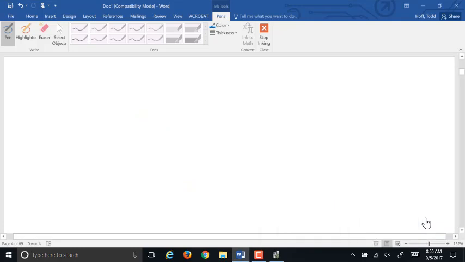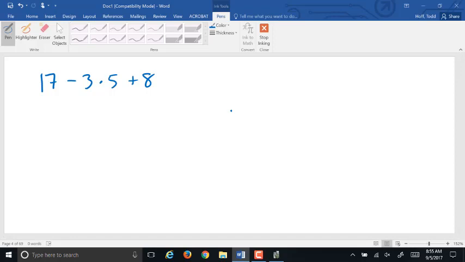So our new stuff for today looks like this. 17 minus 3 times 5 plus 8. Now, when we have several operations like this, there are a lot of different ways this problem could be interpreted. Some would say, well, we read from right to left, so I would just start on the right and work my way to the left. But that would give you a wrong answer.